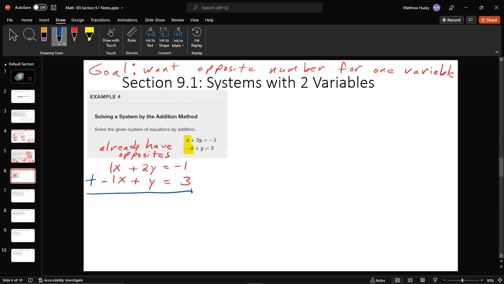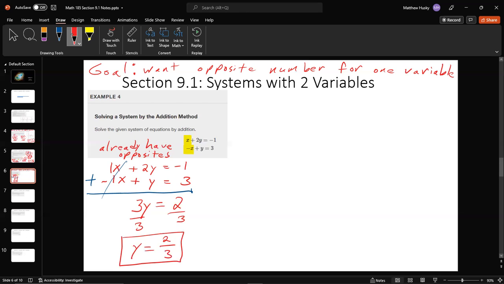So what we're going to do is add both of the x's together, add both of the y's together, and add both of the numbers together. So 1x minus 1x is going to cancel out. 2y plus y is a grand total of 3y. And then -1 plus 3 is going to give you the number 2. You can solve this for y. y is going to equal 2/3. So we have a value for y.